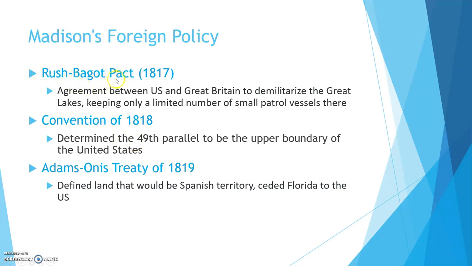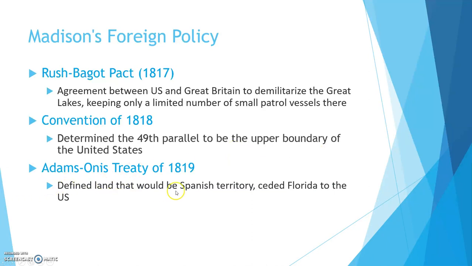We have the Rush-Bagot Pact. It was an agreement between the U.S. and Great Britain to demilitarize the Great Lakes, keeping only a limited number of small patrol vessels there. So basically get rid of a lot of the military that was near the Great Lakes. Then you have the Convention of 1818. It determined the 49th parallel to be the upper boundary of the United States. So that's what we know today as the upper boundary.